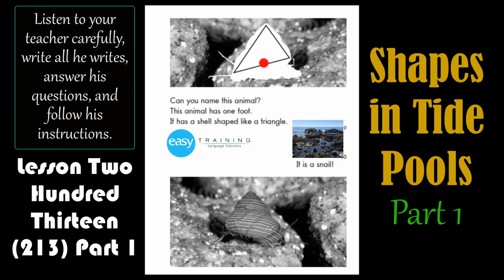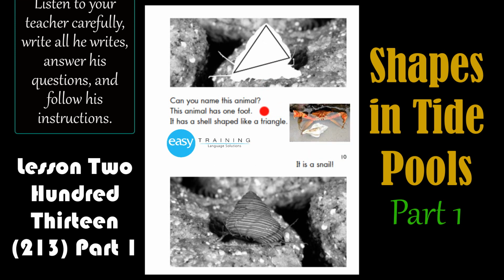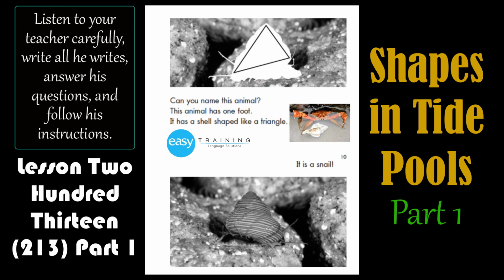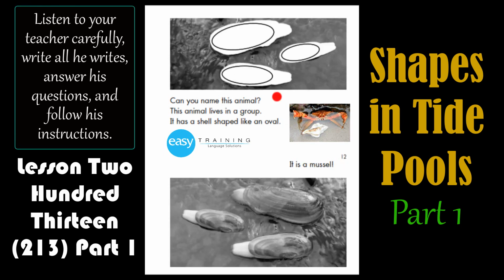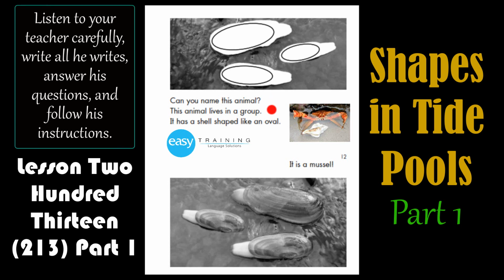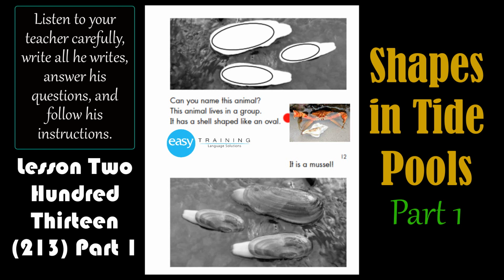Can you name this animal? This animal has 1 foot. It has a shell shaped like a triangle. It is a snail. Can you name this animal? This animal lives in a group. It has a shell shaped like an oval. It is a mussel. The end.